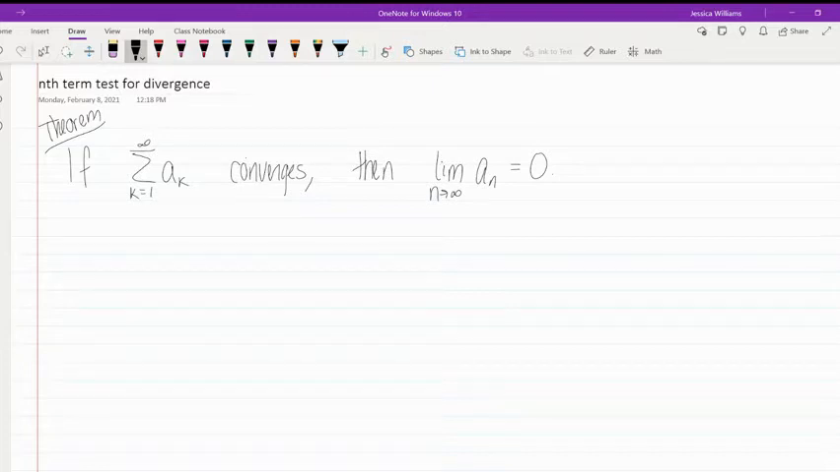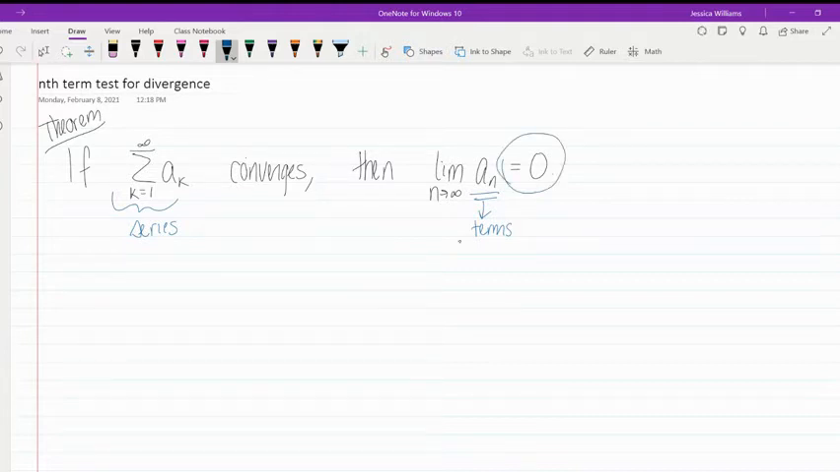So this test comes from this theorem that is written for you. The theorem says if this series converges, then the limit as n goes to infinity of its terms, these are the individual terms of the series, is zero. Remember that a series is a sum. So it's saying if you add up all the terms and that converges, then the terms themselves have to be approaching zero. And that should make some sense to you.